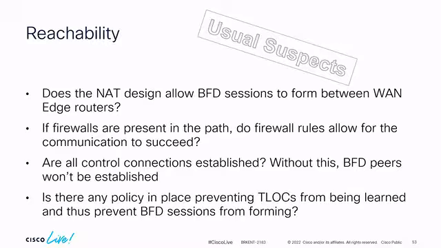So it's always important to troubleshoot the control connections first, before you worry about data plane connections. And then there's another question: is there a policy in place that's going to filter out some of my TLOCs and prevent WAN edge to WAN edge BFD sessions from forming? Often, we might do a hub and spoke topology, where we would filter those TLOCs and make sure those branches can't talk to each other, but can only talk through the hub.